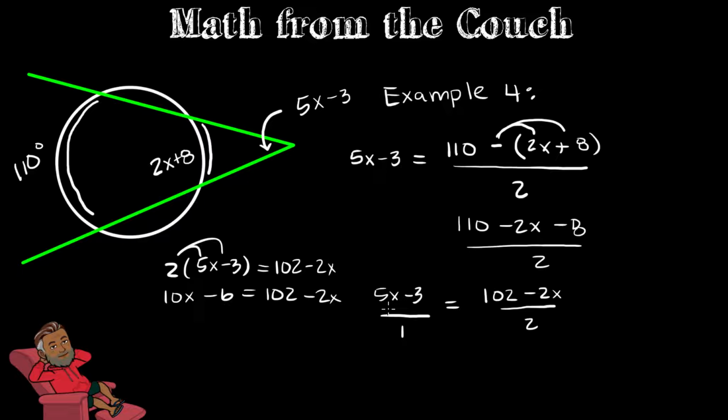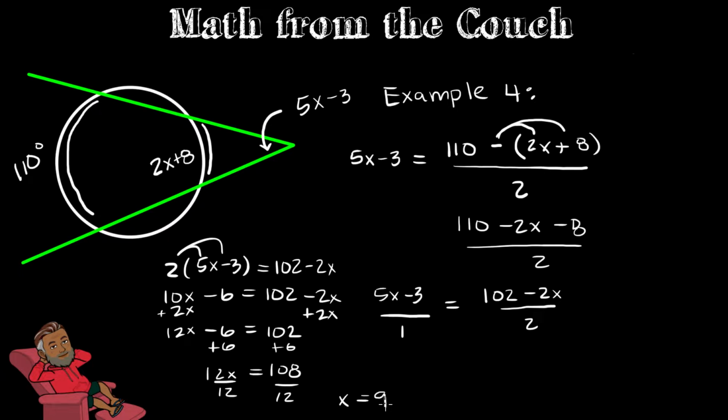Now, anytime you have multiple variables, you're going to want to get them all together. So I'm going to get rid of this negative 2x by adding it, which gives us 12x minus 6 is equal to 102. Now it looks like a linear equation where we just add the 6 to both sides, and we get 12x is equal to 108 and we'll divide both sides by 12, yielding x equals 9. So our final answer is that x is 9.